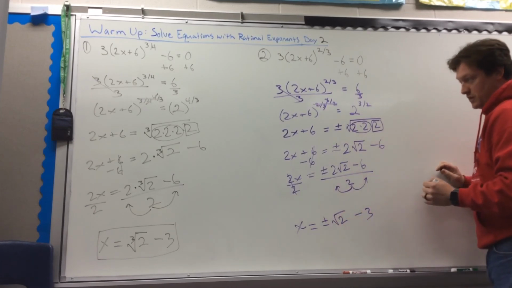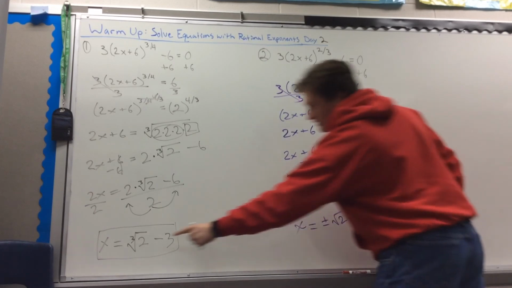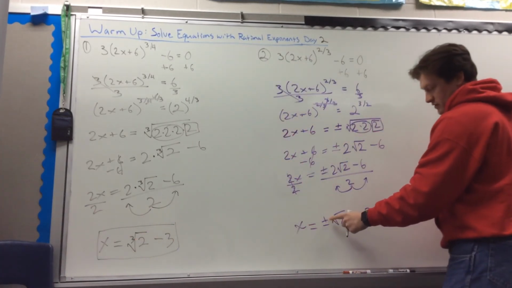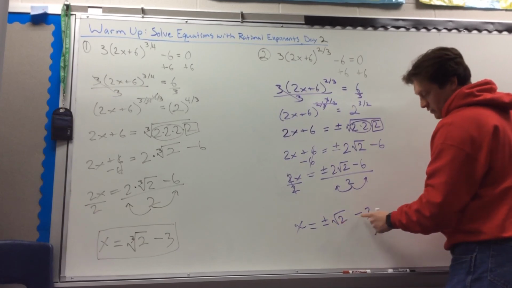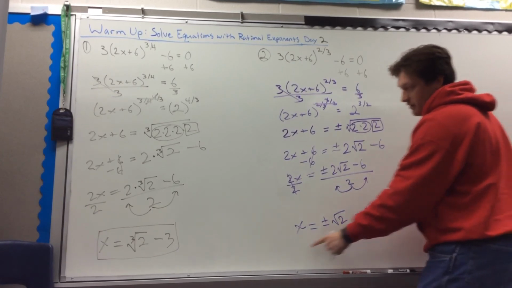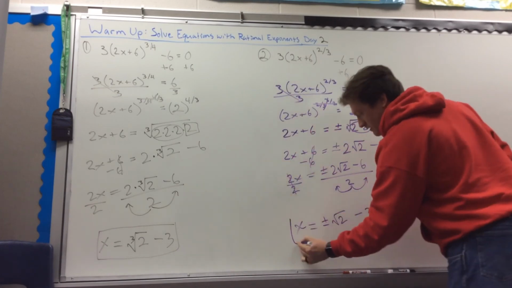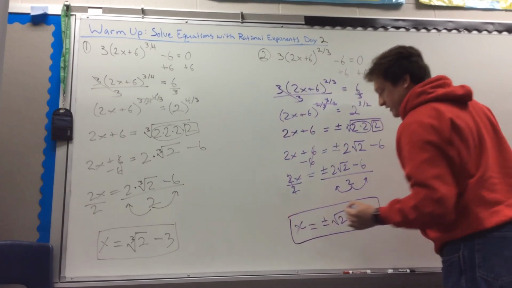Now the differences between the answers: square root, cube root, 2 answers. The square root of 2 minus 3, negative square root of 2 minus 3. Those are 2 answers right here, 1 answer here, and that takes care of our warm-up.